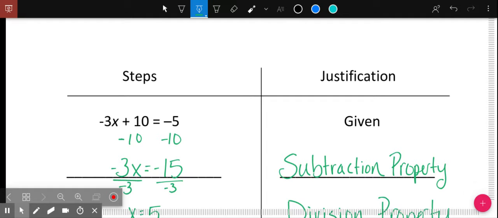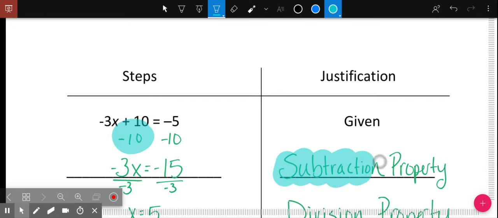All right, so I hope you tried that one on your own. So the very first thing you should have done is subtract the 10 to the other side. We know that we're adding 10, so we need to get rid of it. So we've got to do the opposite or the inverse of that. Subtract the 10 to the other side, and that's using our subtraction property. When we do that, we get negative 3x is equal to negative 15.